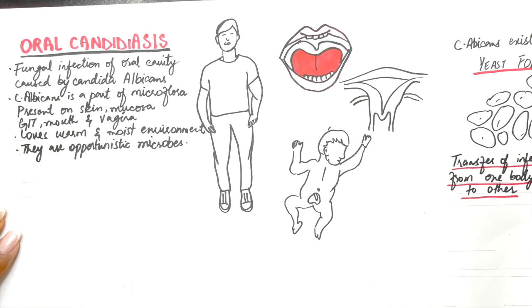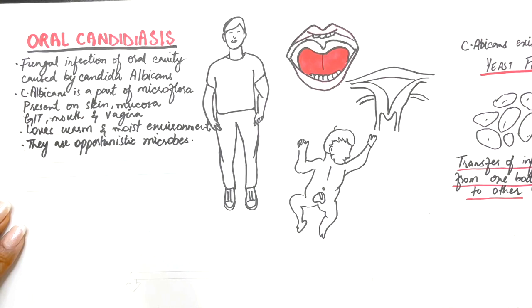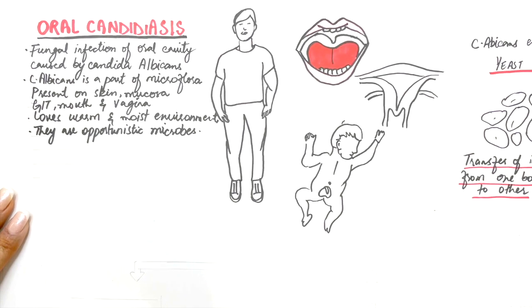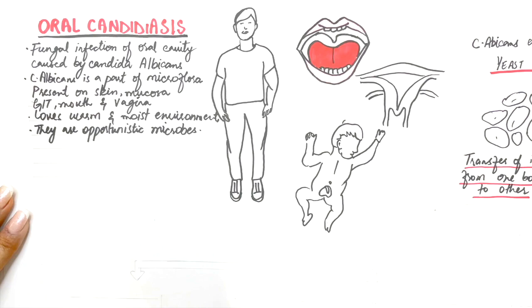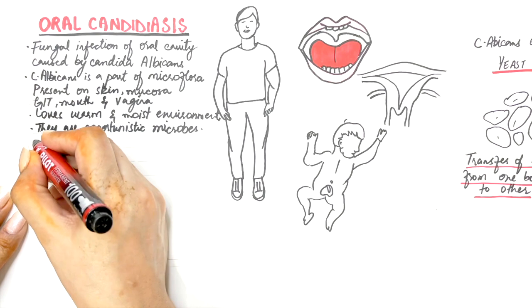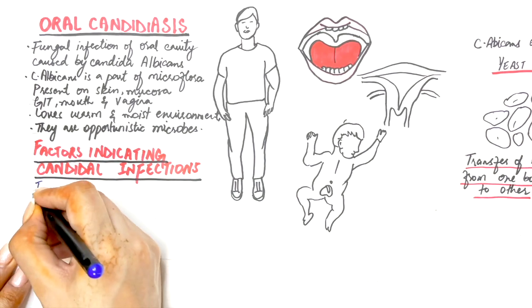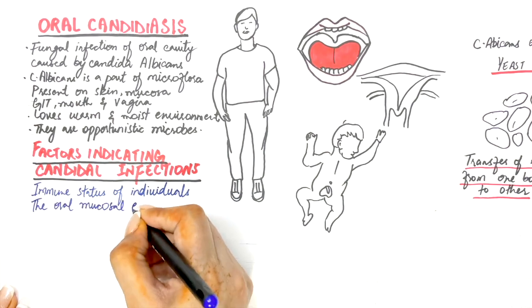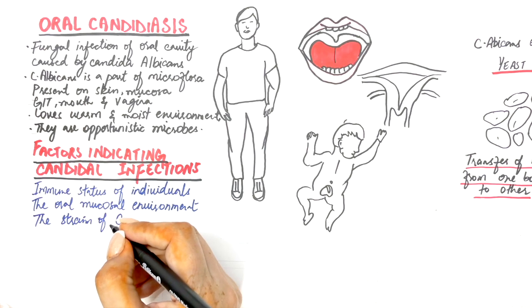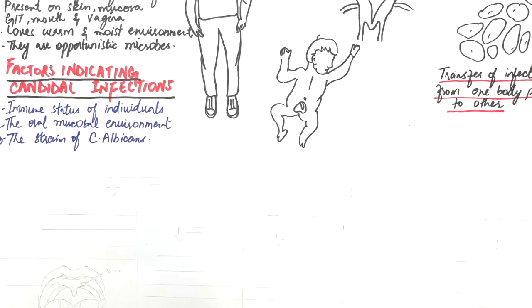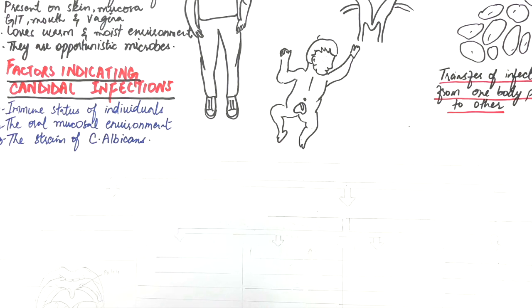Since we said that C. albicans is part of the microflora, most importantly a part of the oral microflora, about 30 to 50% of people simply carry the organism in their mouths without clinical evidence of infection. At least three general factors should be present to determine clinical evidence of existing infection with C. albicans. These are the immune status of an individual, the oral mucosal environment, and the strain of C. albicans. Based on these three factors, infections can range from mild superficial mucosal involvements in otherwise healthy individuals to fatal disseminated disease in severely immunocompromised patients.